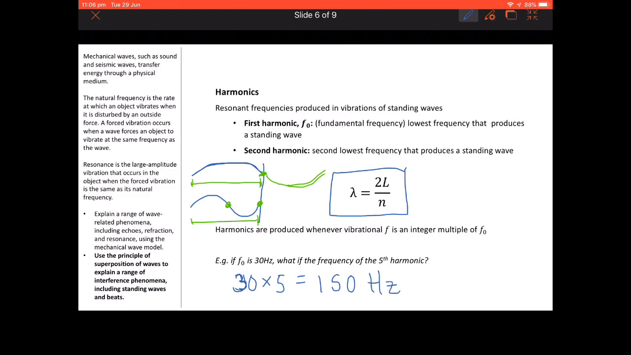I'll just point out that wavelength is measured in meters, length of the string is measured in meters, and n is equal to the harmonic number or the number of nodes in a standing wave.